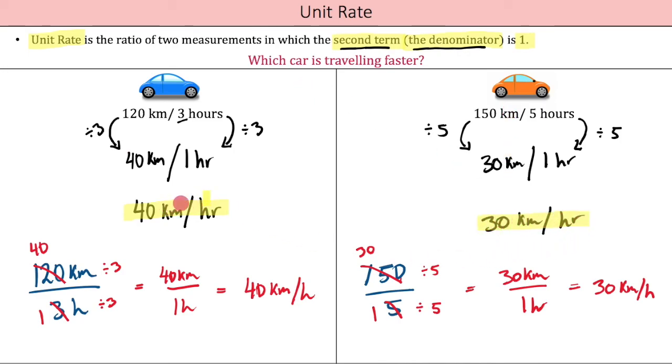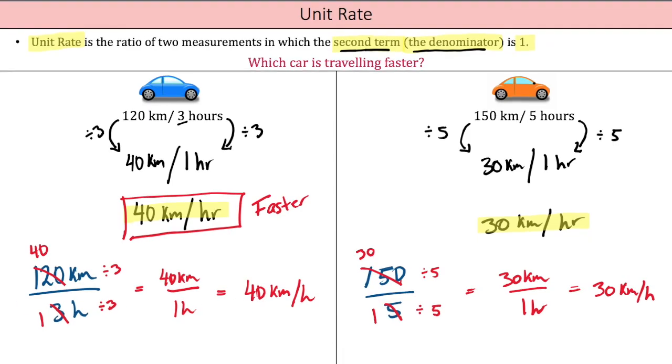My blue car is traveling 40 kilometers an hour, which is faster. Well, obviously, this is the faster car because in 1 hour, I travel 40 kilometers as opposed to the orange car in which I'm only traveling 30 kilometers an hour. So I'm traveling 10 k's more. So this is faster. All right, hopefully that made perfect sense.